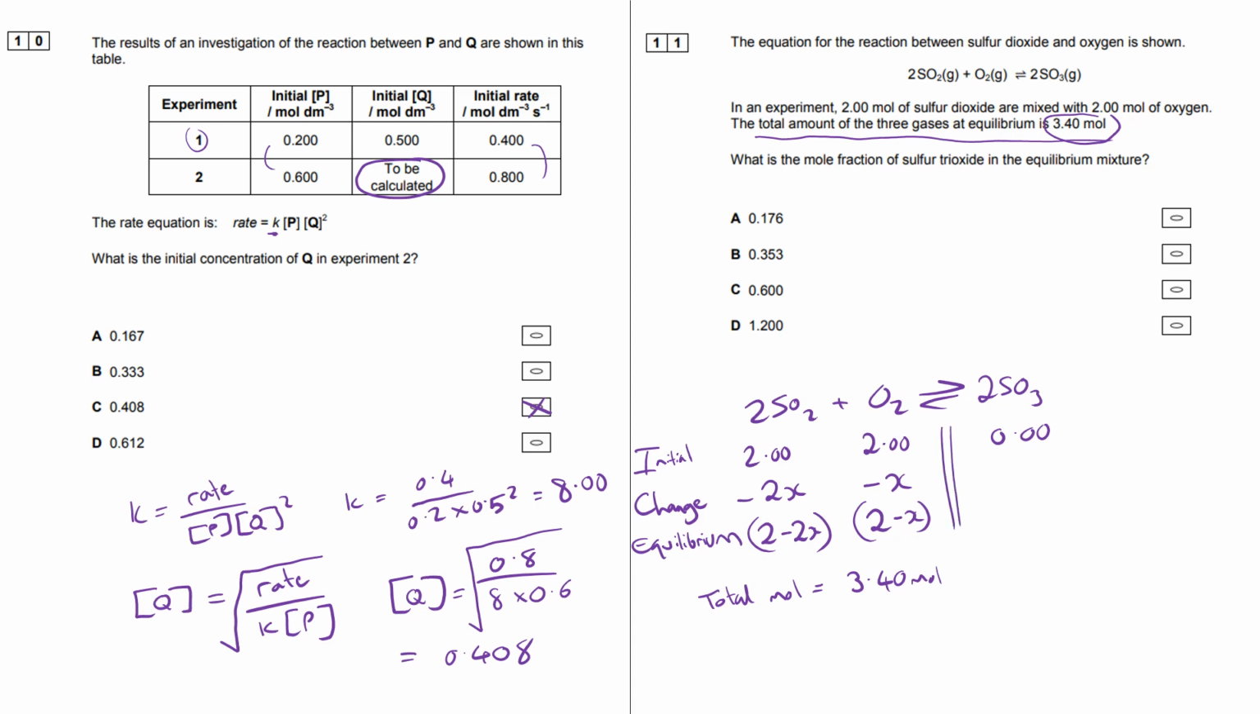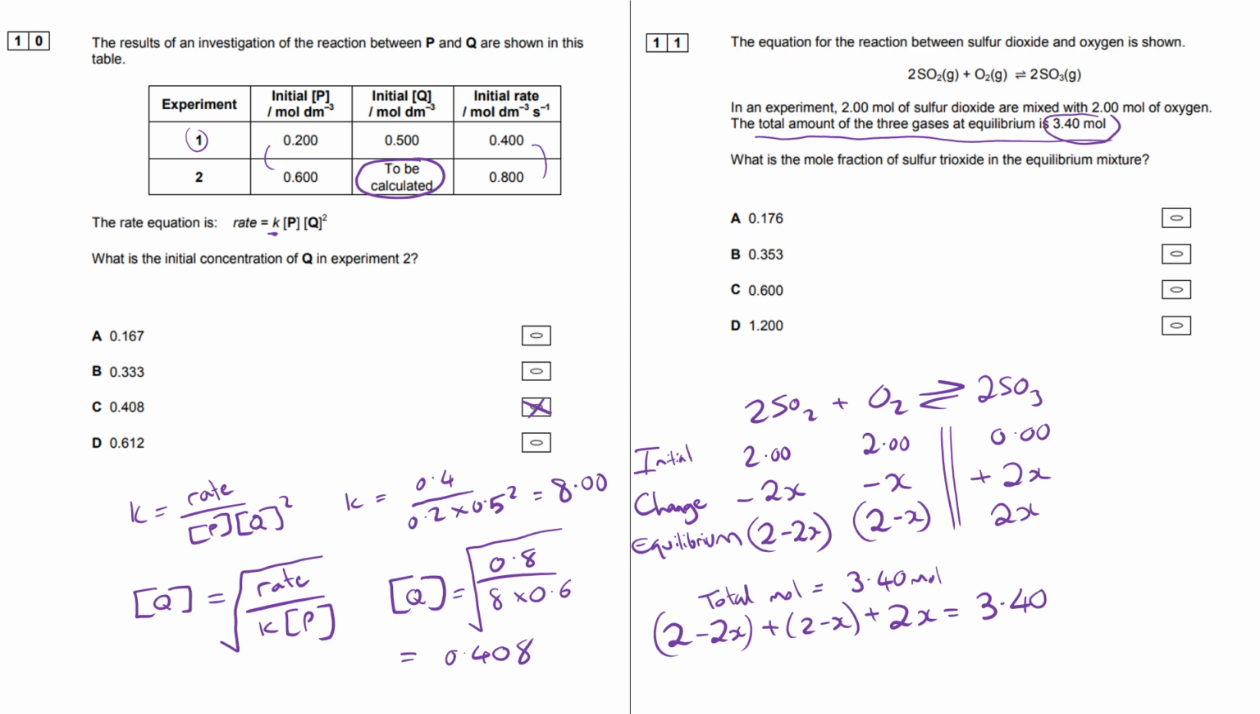And because our SO3 is a product, if you've got 2X moles of SO2 being reacted, you would make 2X moles of SO3. So you started with no moles, the moles of SO3 goes up by 2X. That gives us 2X moles at equilibrium. So if the total moles is 3.4, then the total moles of sulfur dioxide, oxygen and sulfur trioxide added together will give us 3.4.